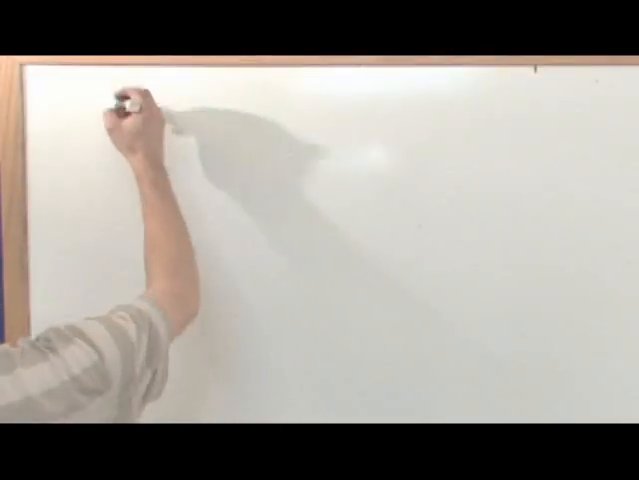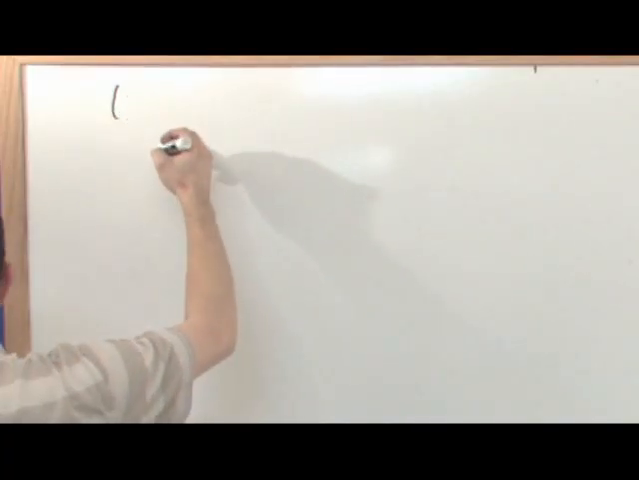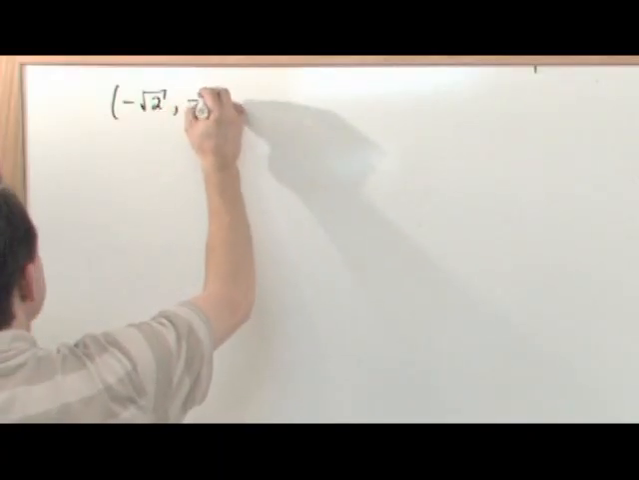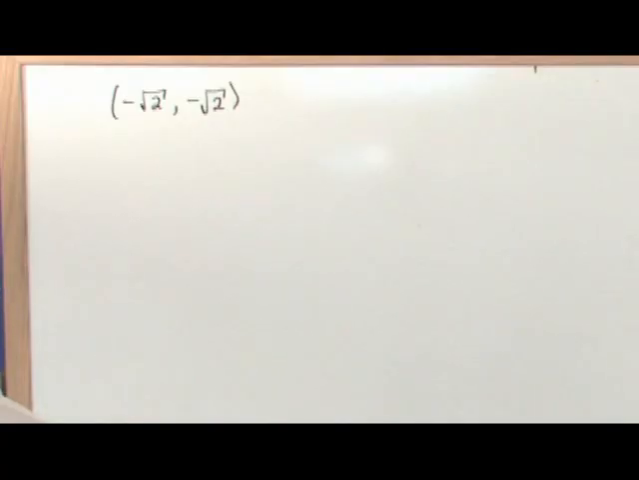Okay, now the final problem is, what if I give you a rectangular point, and that's going to be negative square root of 2, comma, negative square root of 2. This is rectangular, x comma y, and I want to find the polar representation.